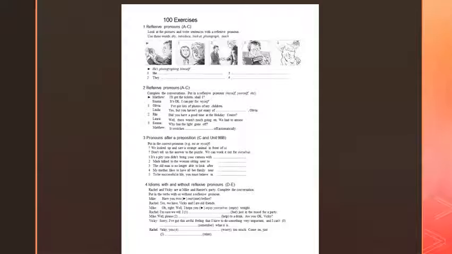Number four, my mother likes to have all her family near her. Number five, to be successful in life, you must believe in yourself. So let's move on to Unit 101.